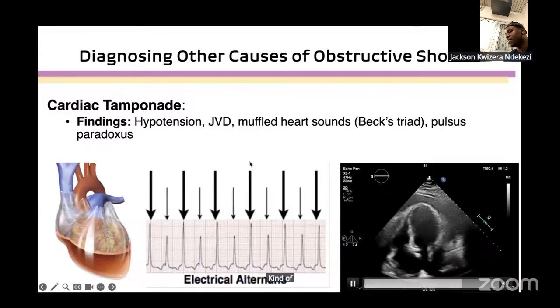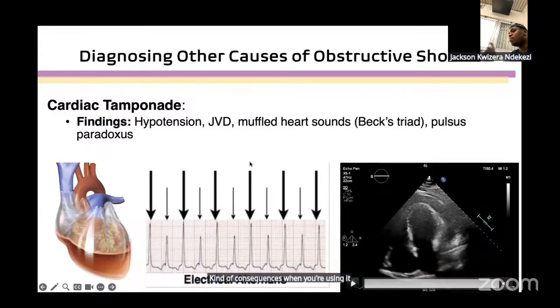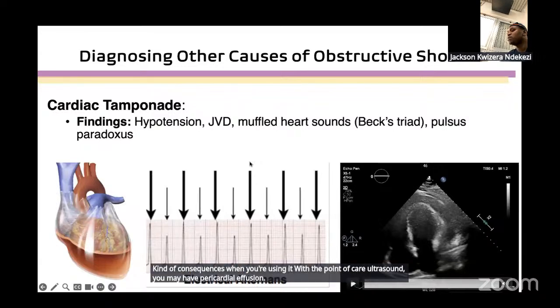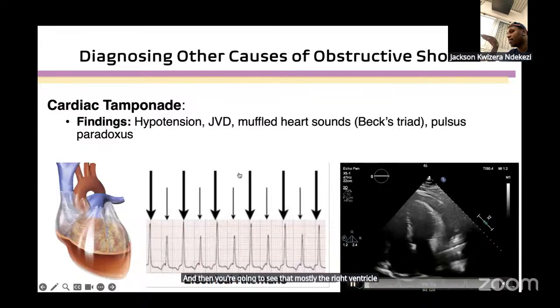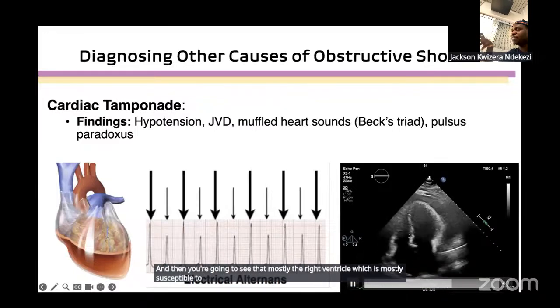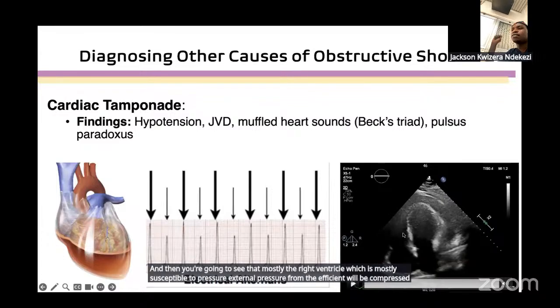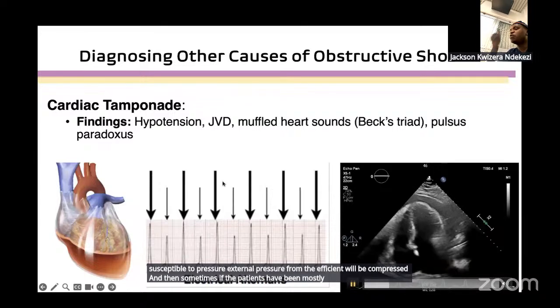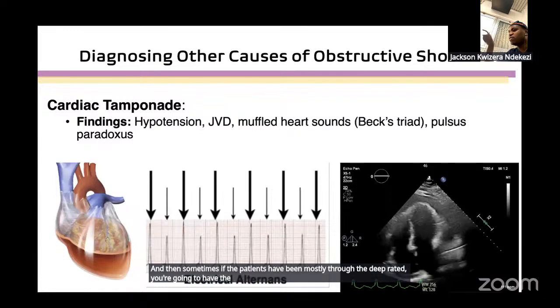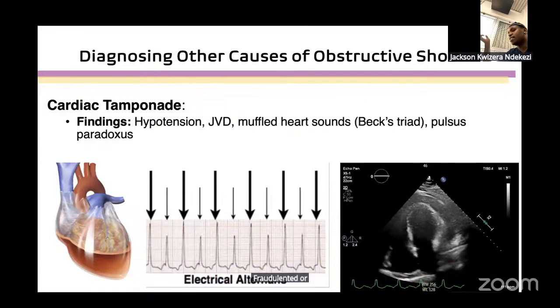when you're using it. With point of care ultrasound, you may see pericardial effusion, which is fluid built up around the heart in the pericardial sac. And then you're going to see that mostly the right ventricle, which is most susceptible to external pressure from the effusion, will be compressed. And sometimes, if the patients have been fluid depleted or not, it will depend on the status the patient is in, you're going to have the plump IVC.